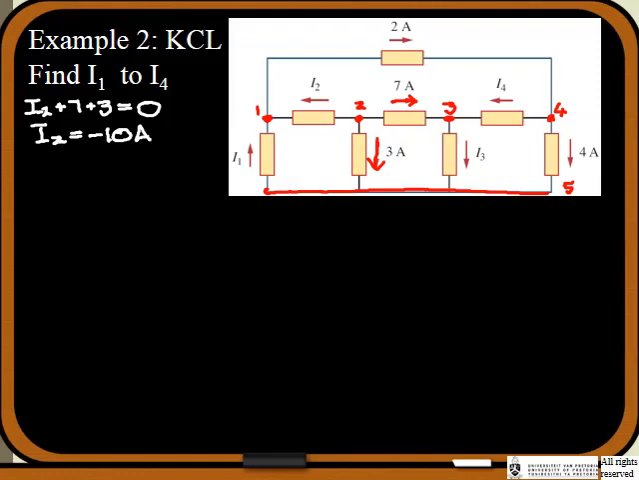So is that a problem? No, it's not a problem. All that means is that in reality, I2 is not flowing from right to left, it's actually flowing from left to right. But we're not going to change the sign. I2 is now minus 10 amps.